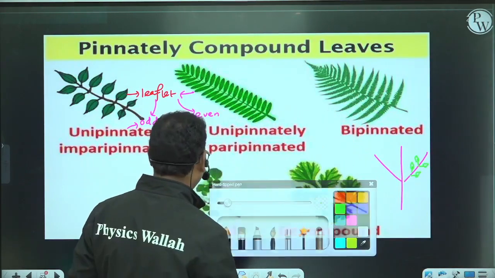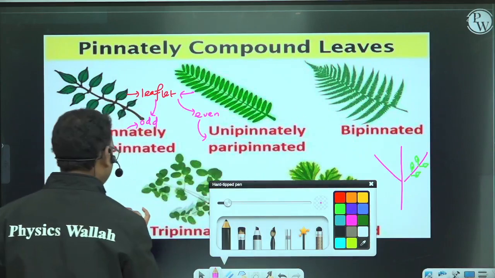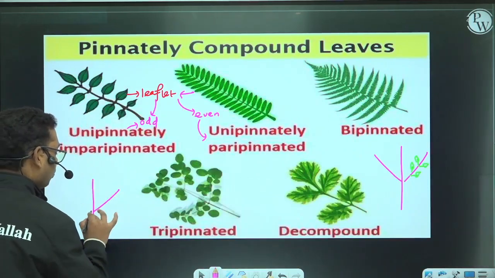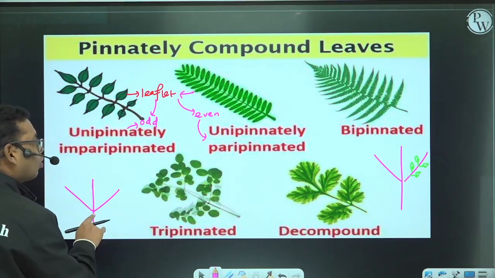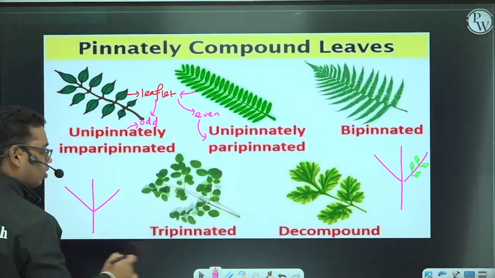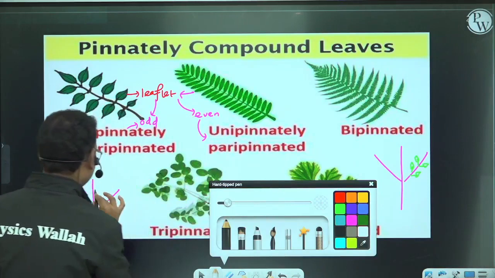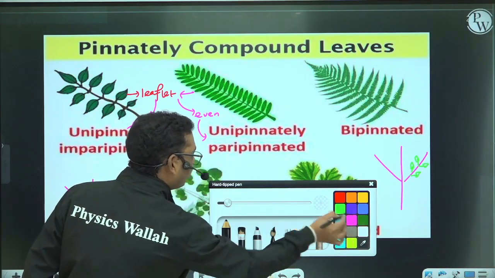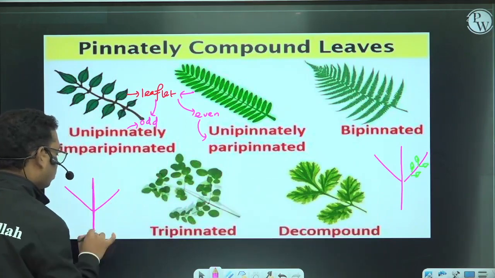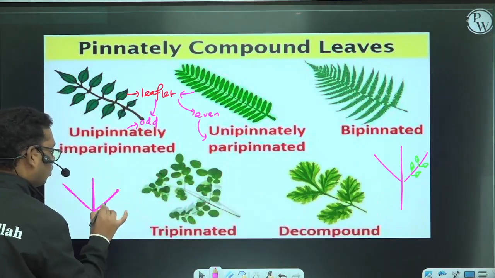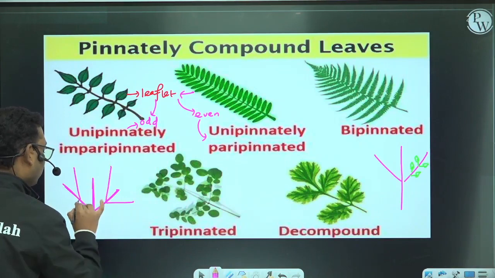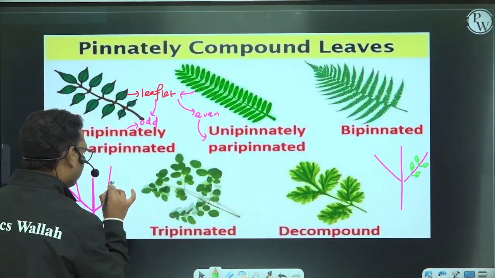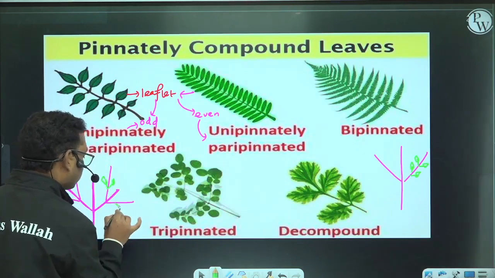Okay, and what is tripinnate? Suppose this is the midrib, and this is the branch of the midrib. This midrib is called the primary axis. This is the primary axis, this is the secondary axis, and this is the tertiary axis. So in this case, the leaflets develop at the tertiary axis.